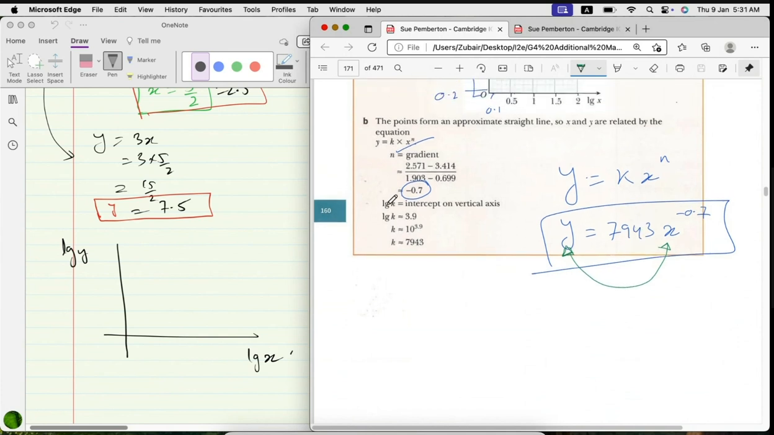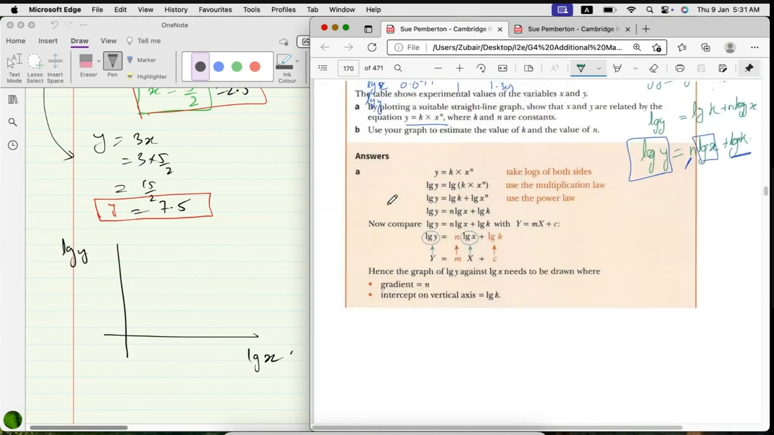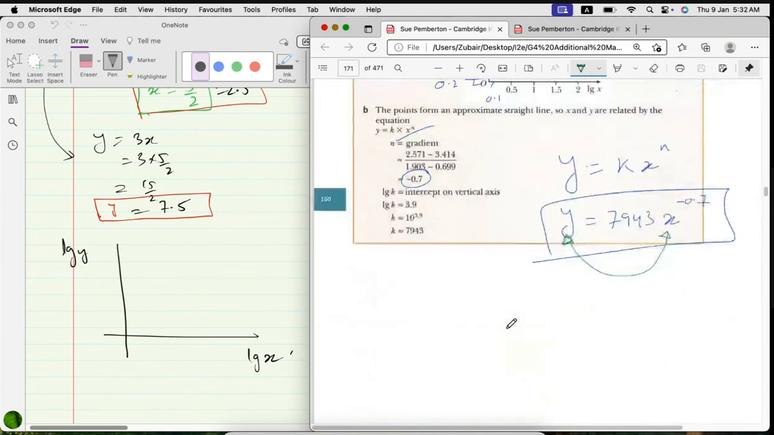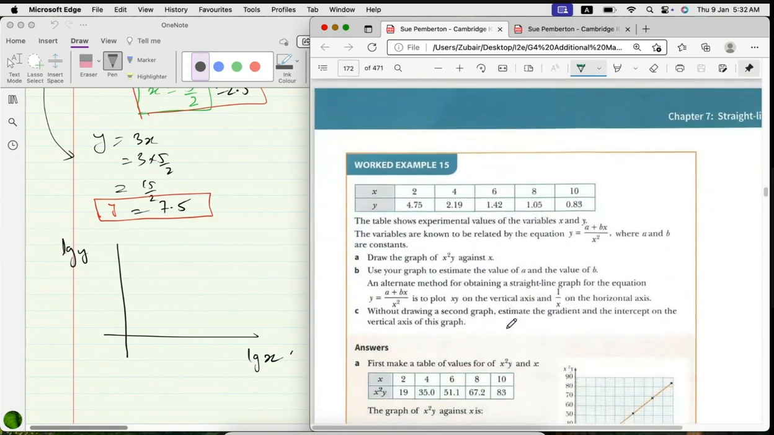And then why is it that we put LG above the x? It was already given that this is the relationship, and then we put LG next to it. That was substitution. We just found the values of k and n.